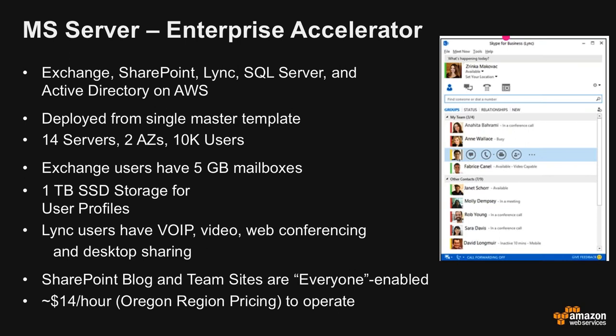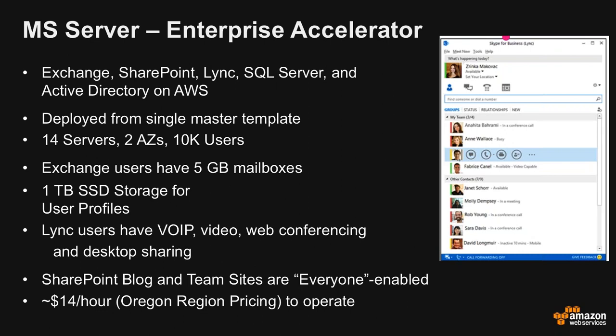This is a complete solution that deploys 14 servers across 2 availability zones. It's deployed from a single master CloudFormation template. It deploys Exchange, SharePoint, Lync, SQL Server, and Active Directory on AWS. It supports 10,000 users, with each user having 5 gigabytes of mailbox. There's 1 terabyte of SSD provisioned for user profiles. It enables VoIP, video and web conferencing, and desktop sharing using Lync. SharePoint blog and team sites are enabled for everyone, which means everybody in that organization can access them.